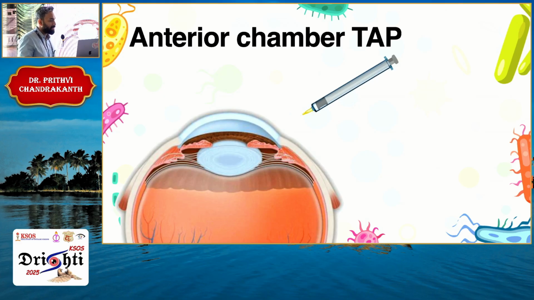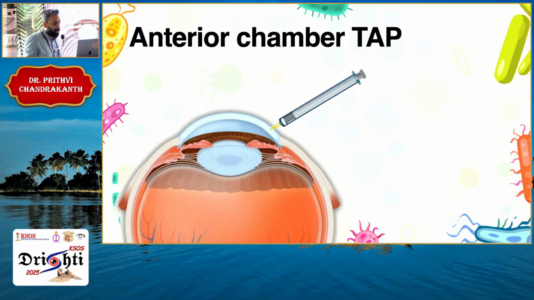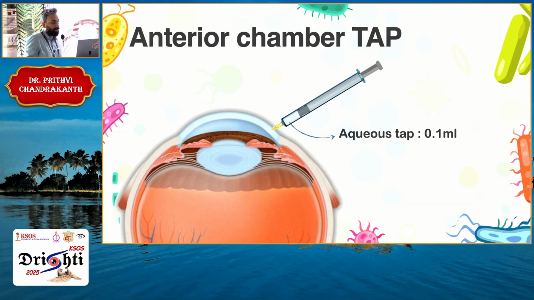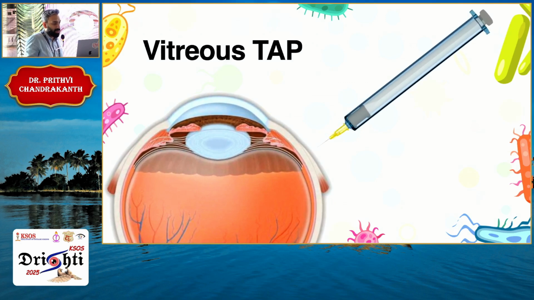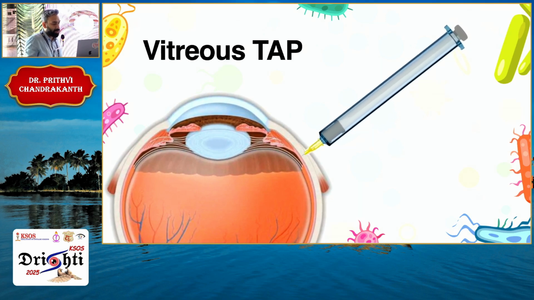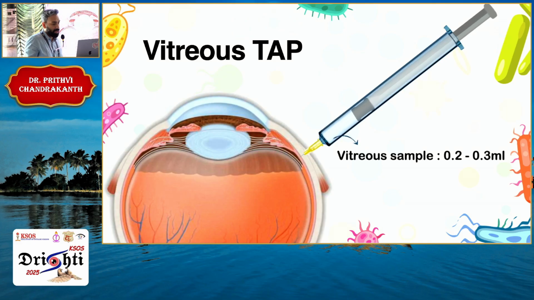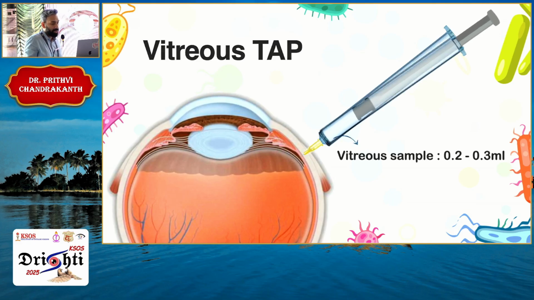The next thing is anterior chamber tap. This is a very important step: before we start giving intravitreal or intracameral antibiotics, it's always better to take an anterior chamber tap. You need to go in with the needle through a small 1.1 millimeter stab. A vitreous tap also has to be taken. Again, through the pars plana route, we take around 0.2 to 0.3 millimeter.